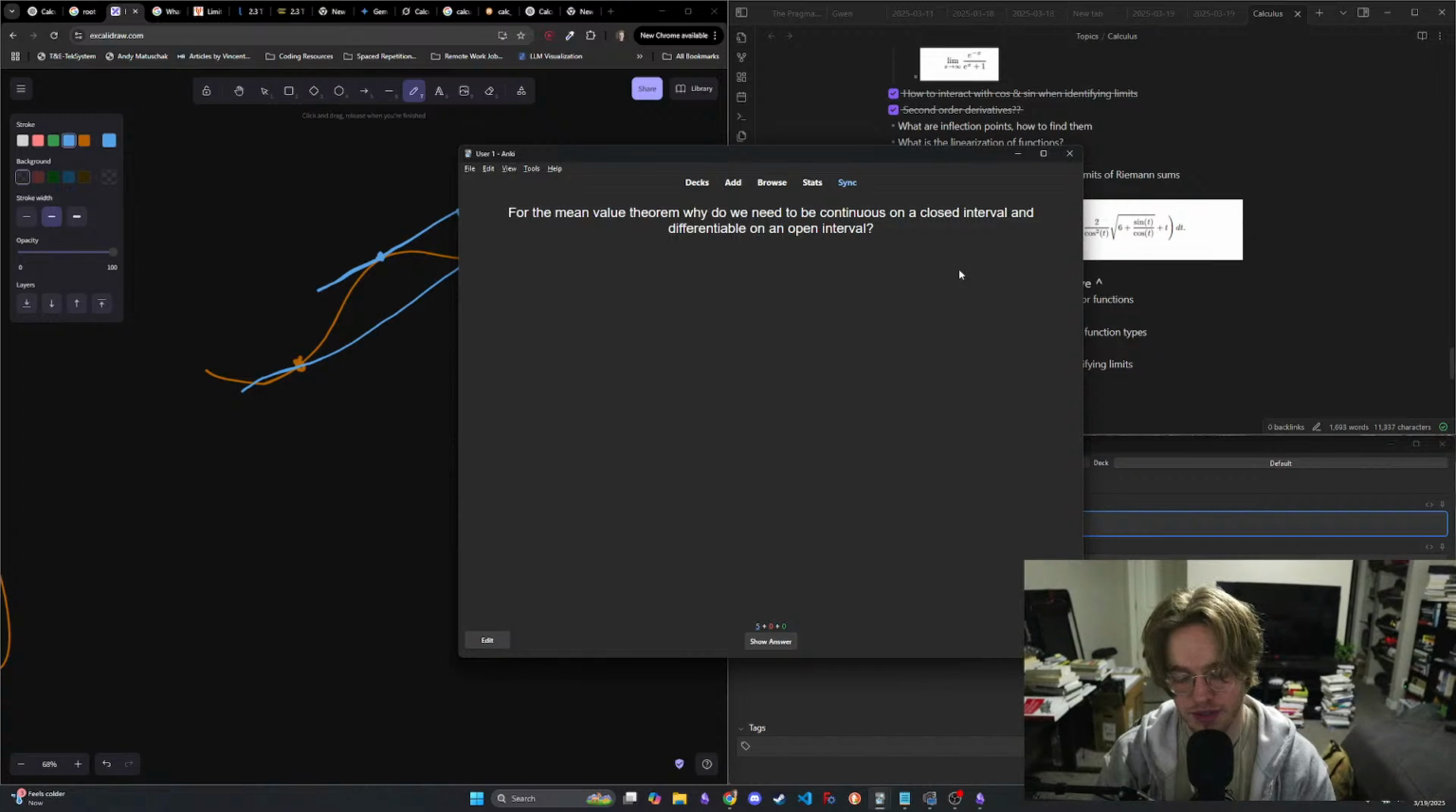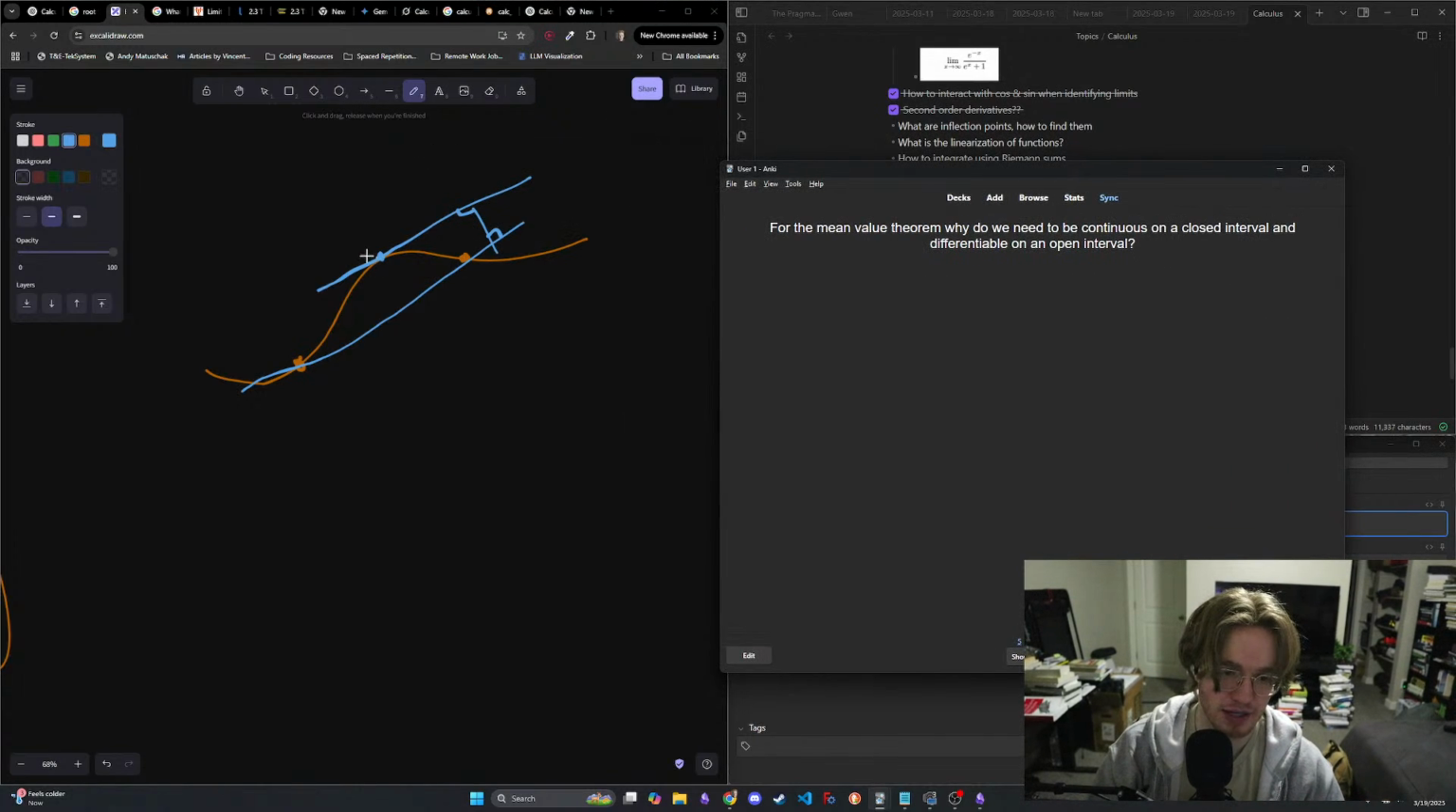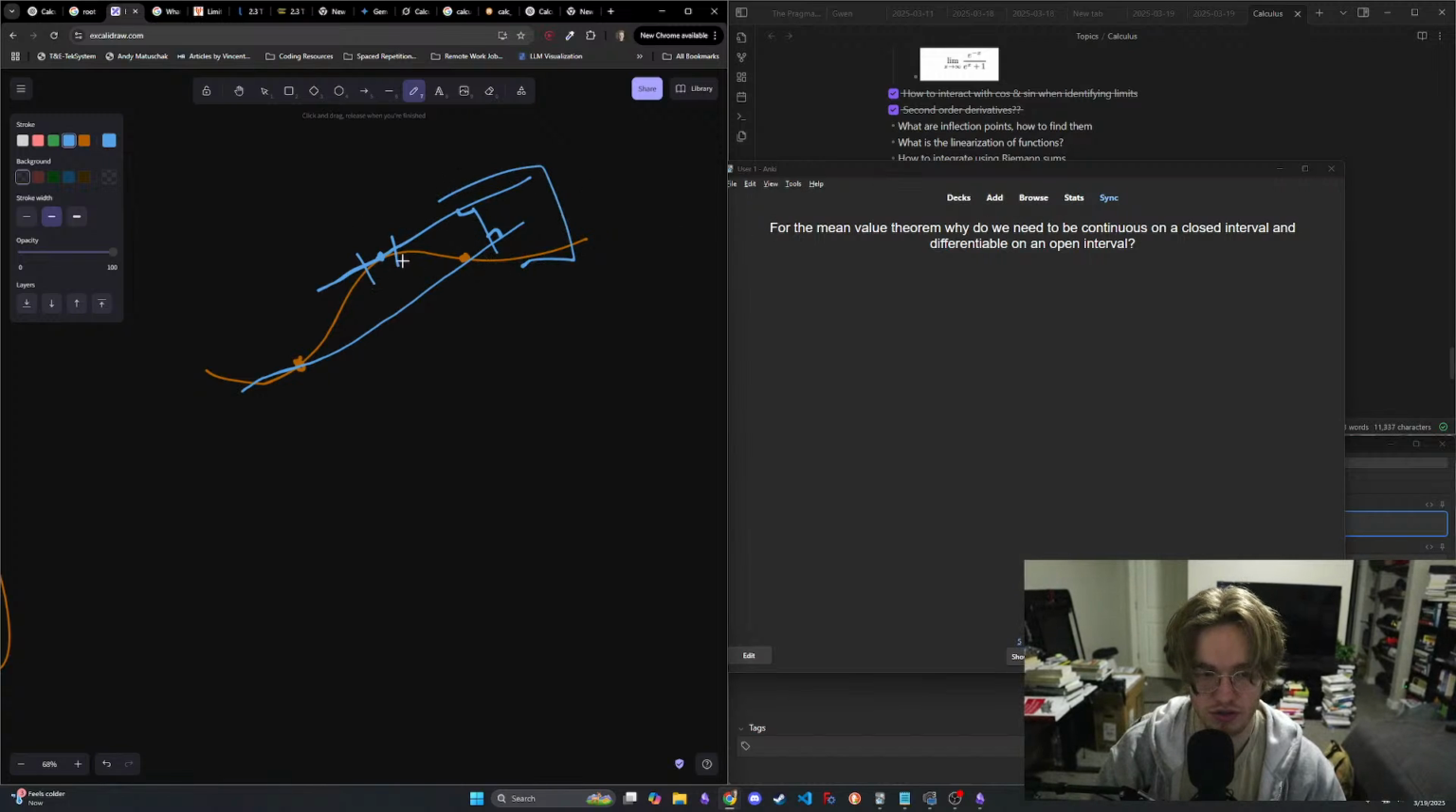there could be a situation where the instantaneous slope that matches the secant, or I guess the slope between the points, could be non-existent. So if this point didn't exist on the function, then this couldn't be certainly true, right? If it wasn't continuous there.